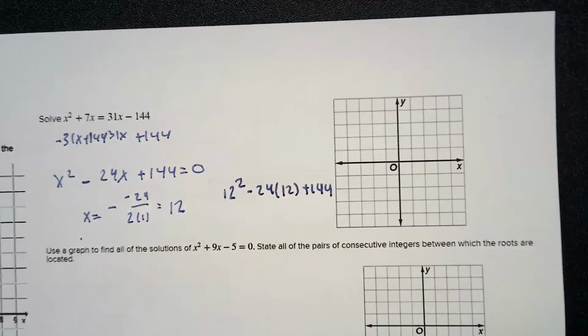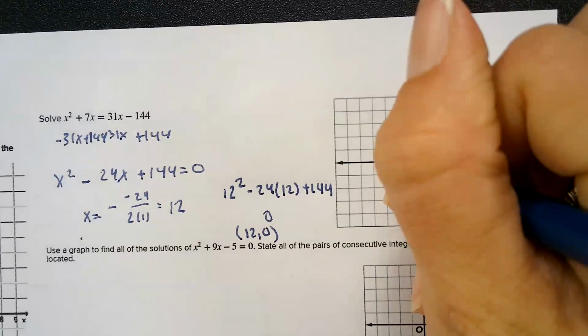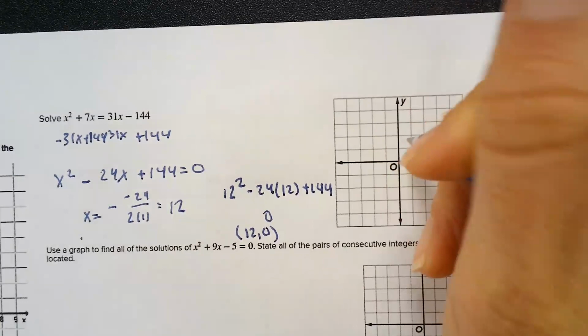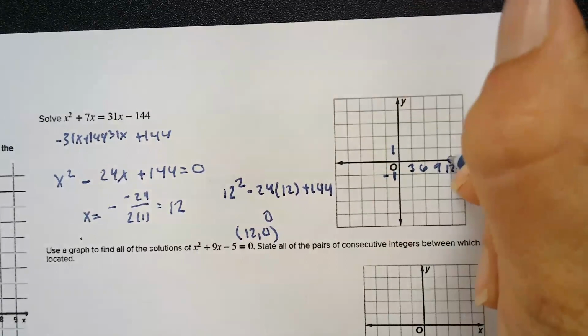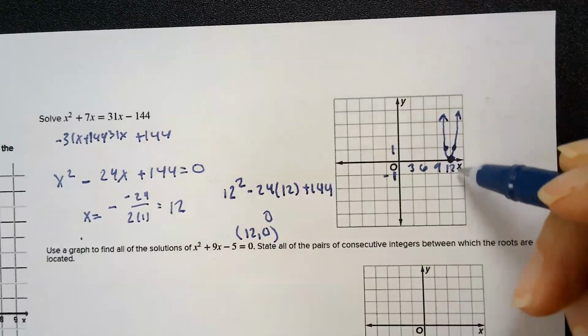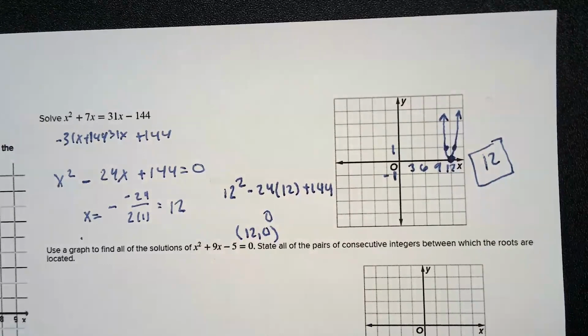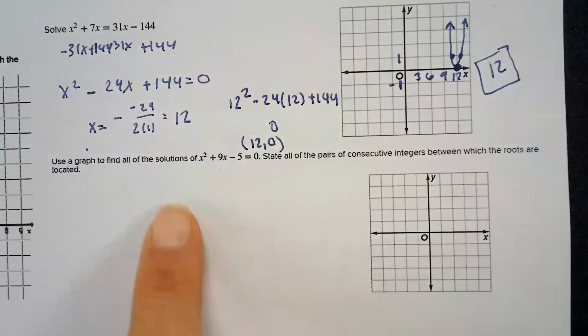That's 0. So we have a vertex at 12, 0. I'm going to make this count by 3s: 3, 6, 9, 12. 12, 0. These are just going to count by 1. 12, 0, it's opening up 1 over 1, going up from there. So this one just has one solution, and that is at 12.